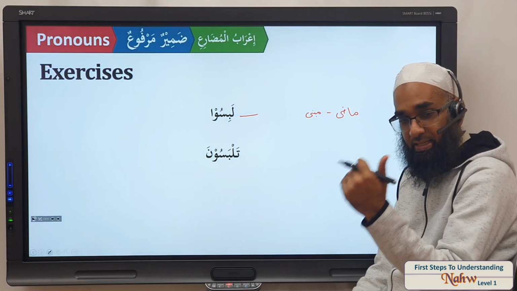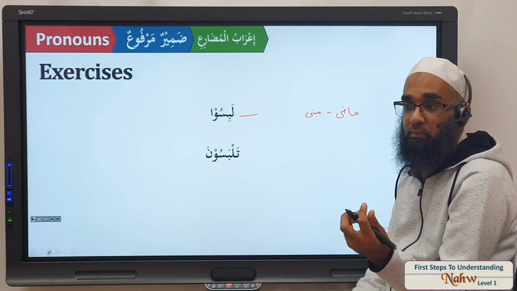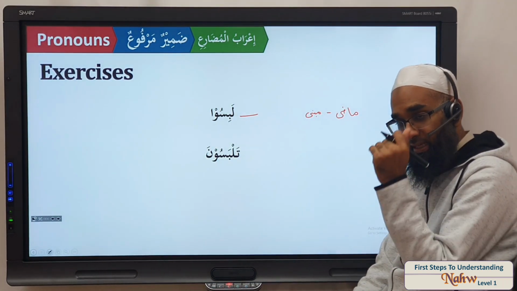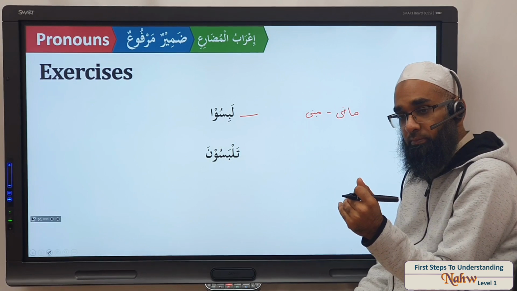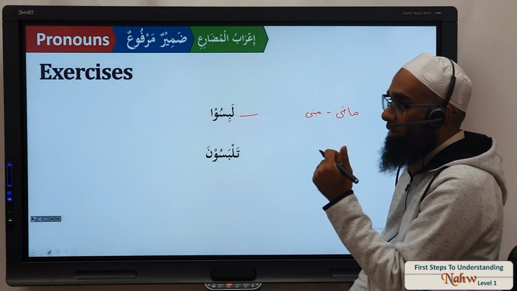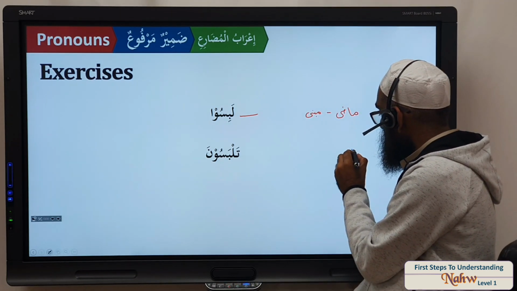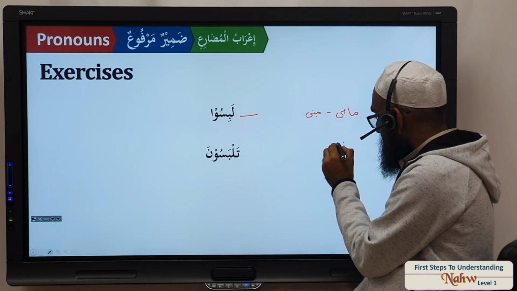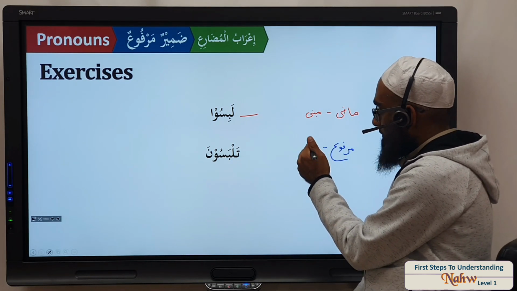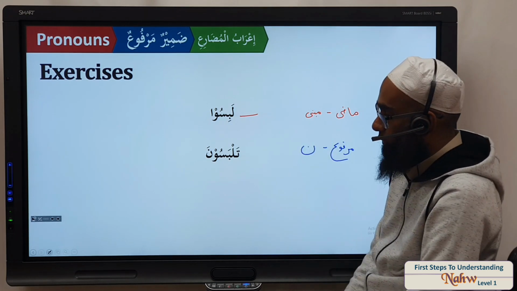Now talbasuna. What kind of sigha is it? Is it madi or is it mudari? It's mudari. What kind of mudari? Does it have noon al-i'rab at the end? Yes. So the noon al-i'rab. So what state is it going to be in? It's marfu state, and the marfu is expressed using what? The noon. Having the noon makes it marfu.